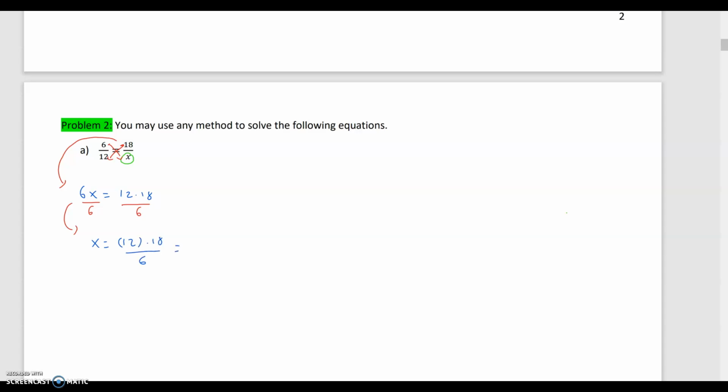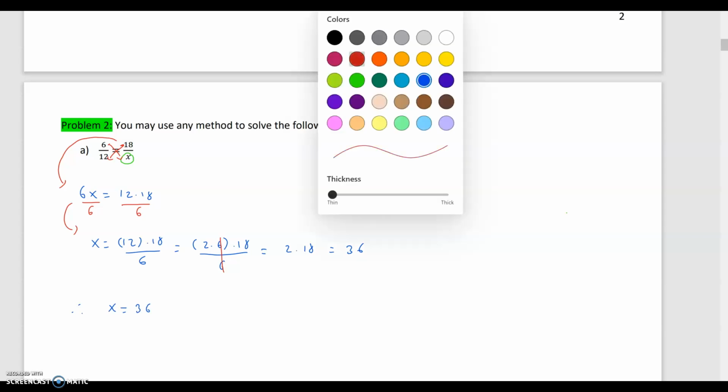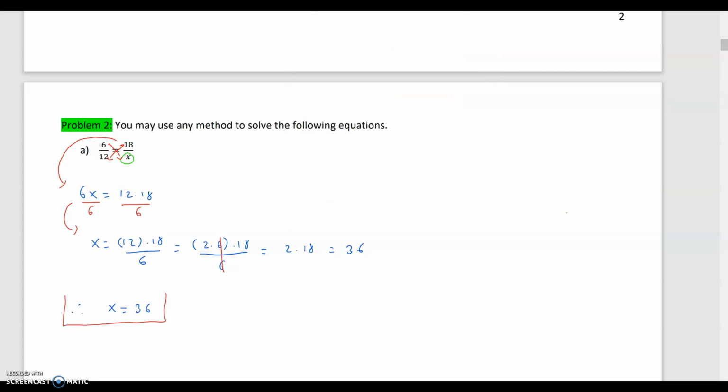Let me simplify. 12 is 2 times 6, and then we have the 18. So technically, 2 times 6 times the 18 divided by 6. And we can cancel the 6's, and that's going to end up with 2 times 18, which is going to be 36. So our final answer: x is equal to 36. And that's it for this one.